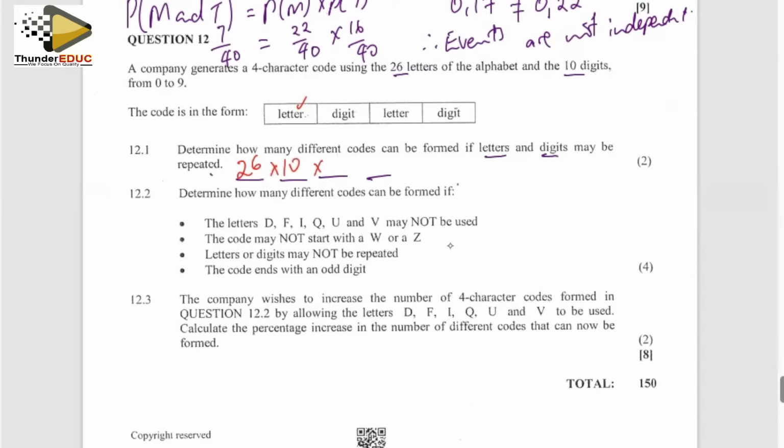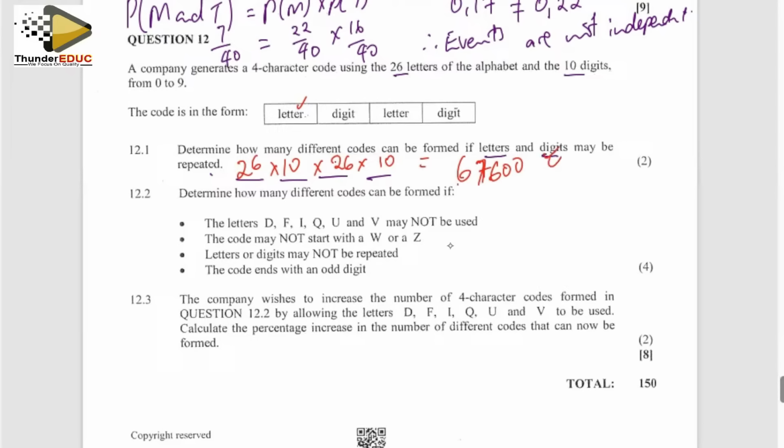And then the letter, we shall also have the 26 again. And then we have a 10. So 26 squared times 10 squared. Okay, we're getting 67 600. All right, so that is the number of codes that we have.